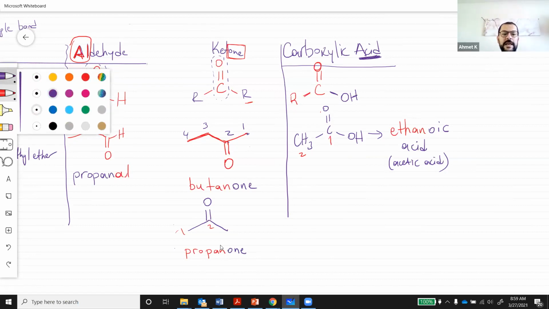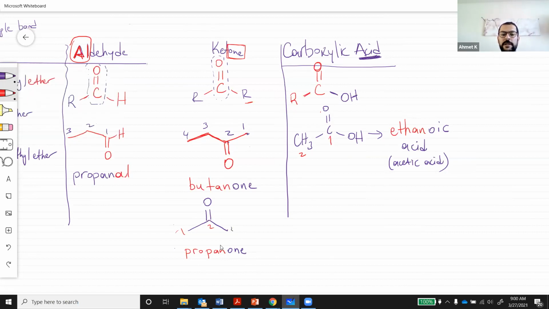You don't have to worry about whether the carbonyl is at position 1, 2, or 3. You don't have to number the carbonyl basically because it's redundant. And this is the IUPAC name. If you want to look at the common name, does anybody know what this is?